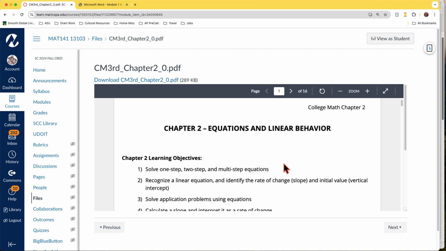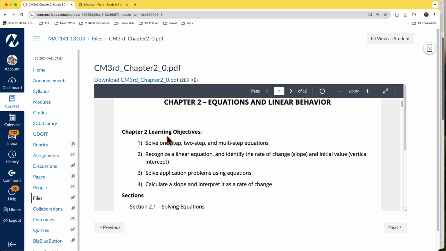chapter 2. And here they've got learning objectives. We need to solve one-step, two-step, and multi-step equations. So we're going to do that in the beginning, and I'll have a Word document open. I'm just going to give some examples. We'll work through those, what those are. We're supposed to recognize a linear equation and such. So we'll do some of that.